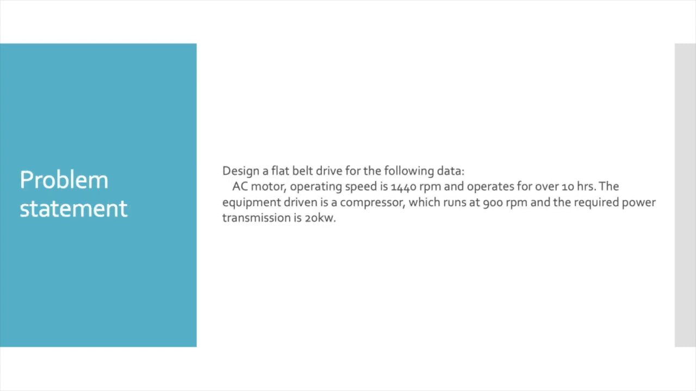So our problem statement. For designing a flat belt drive, we use the 7-step design procedure. We are going to design a flat belt drive for the following data: an AC motor operating at a speed of 1440 rpm for over 10 hours. The equipment driven is a compressor which runs at 900 rpm, and the required power transmission is 20 kilowatt.